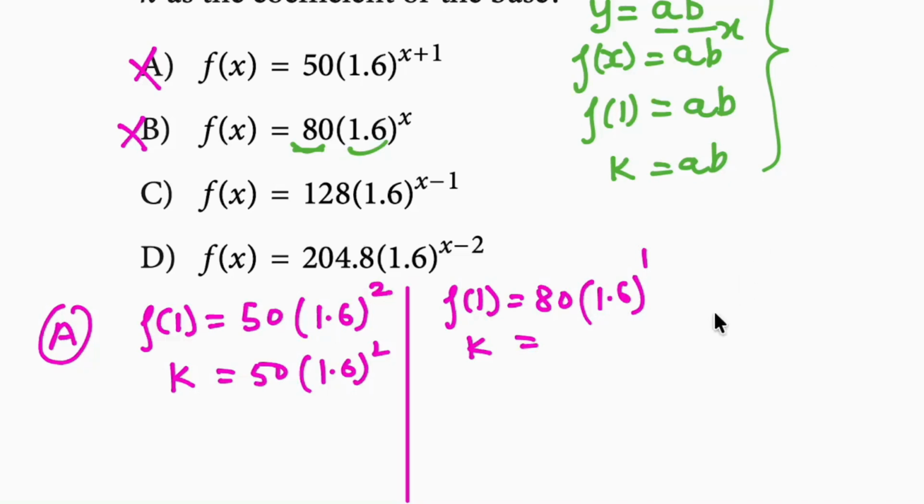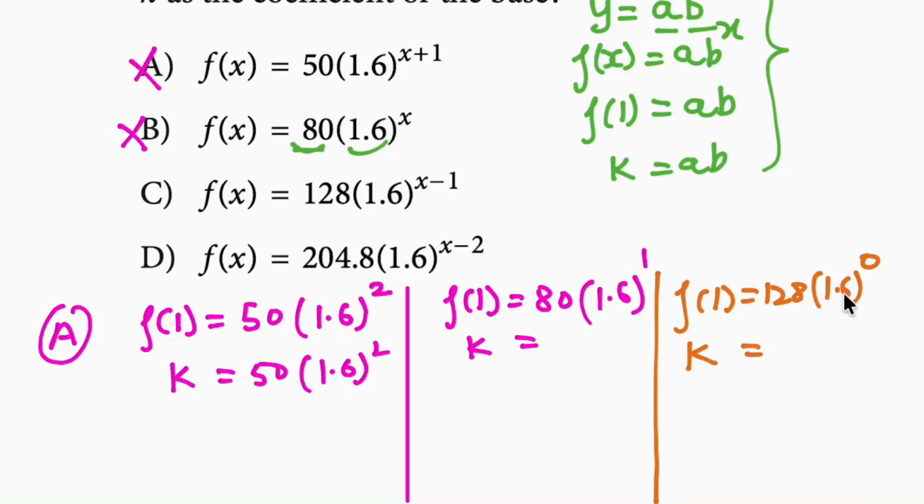Now let's come to C. f of 1 is equal to 128 times 1.6 raised to power 1 minus 1, which is 0. So f of 1 is k, and 1.6 raised to power 0 is 1, so k is 128. So here k is the value 128, which is present in the equation itself in the form of a coefficient. So that means C is the right option, right? Try to understand the meaning of the statement given in the question.